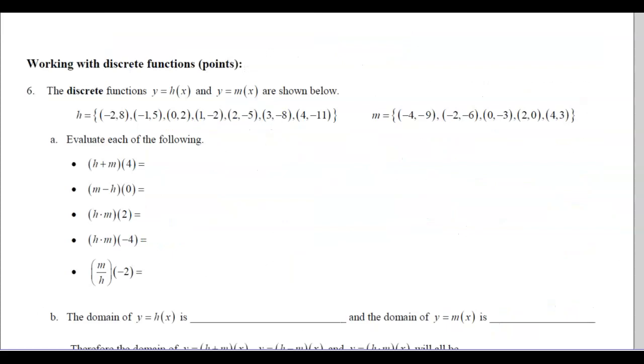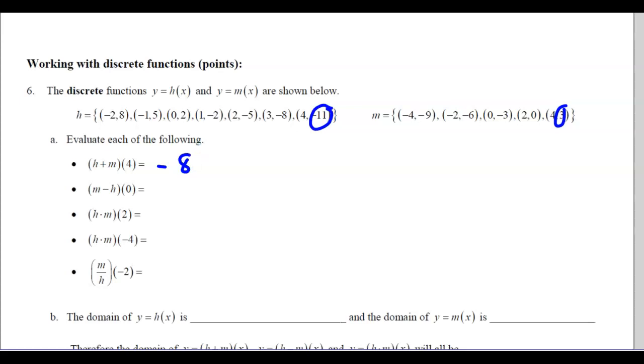Last thing is working with discrete functions. So this one here, we just have to look at the actual values. And so H has a whole bunch of ordered pairs, M has a whole bunch of ordered pairs, and we're going to evaluate. So if we're trying to find H plus M of 4, then we need H of 4, which would be negative 11, plus M of 4, which would be 3. Add those together is negative 8.